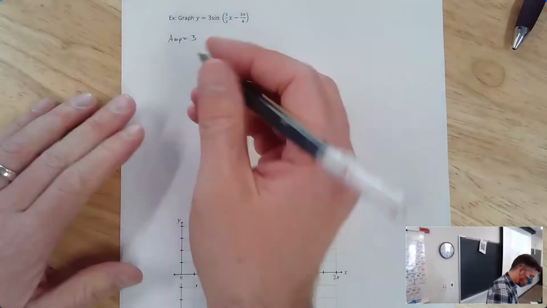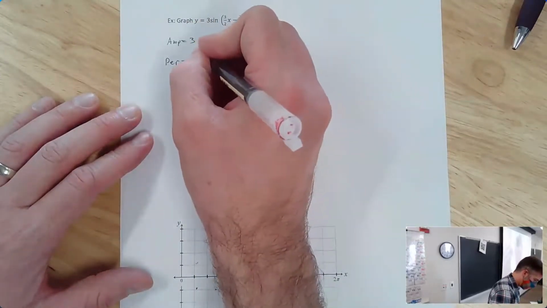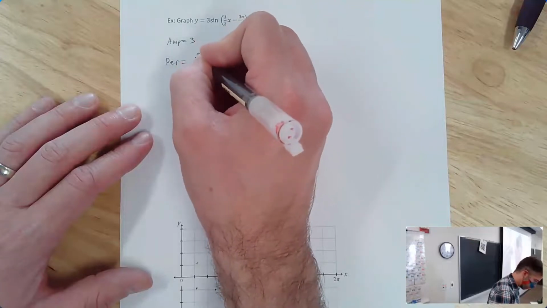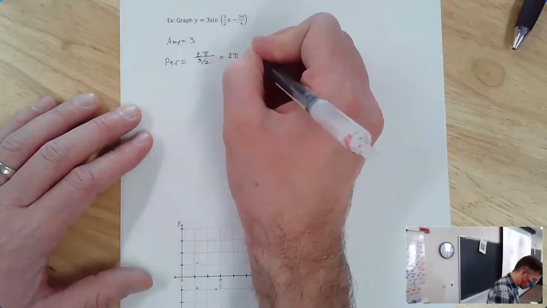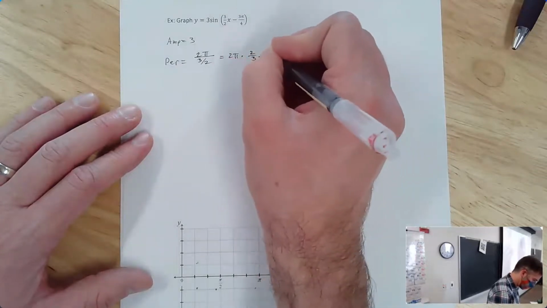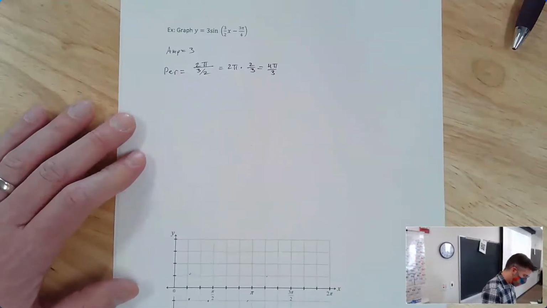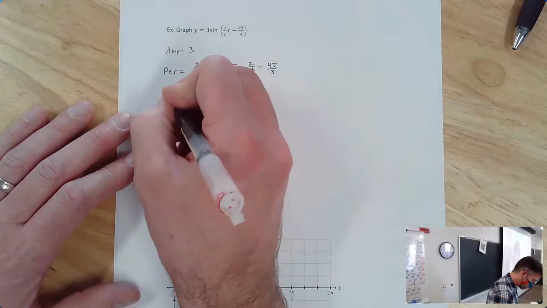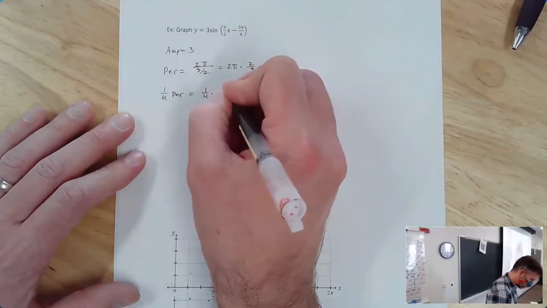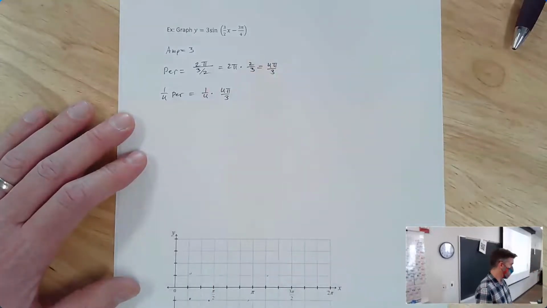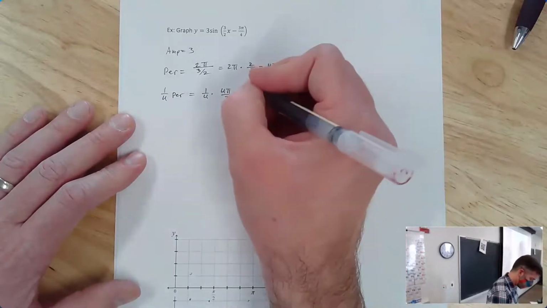Our period is 2 pi divided by 3 halves, which is going to be 2 pi multiplied by 2/3, which is 4 pi divided by 3. And the quarter of our period is going to be 1/4 times 4 pi over 3. And you can either multiply it out and get 4 pi over 12 and then reduce it, or you can just cancel the 4's right there and say it's pi over 3.